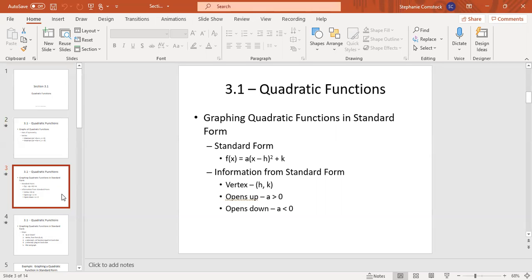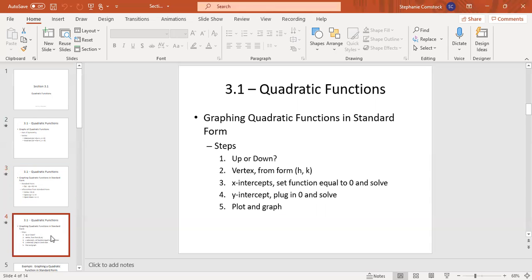It is not in a set of parentheses. So that means that this plus k, it is going to handle our up and our down, but it is going to do exactly what we think it's supposed to. So plus is going to go up and minus is going to go down. Now, the information that we're going to get from here is that our vertex always starts at 0, 0, and then it will move left, right, up, down, however we need it to move. If A is positive, then it opens up. If A is negative, then it's going to open down. That stays the same. Okay.